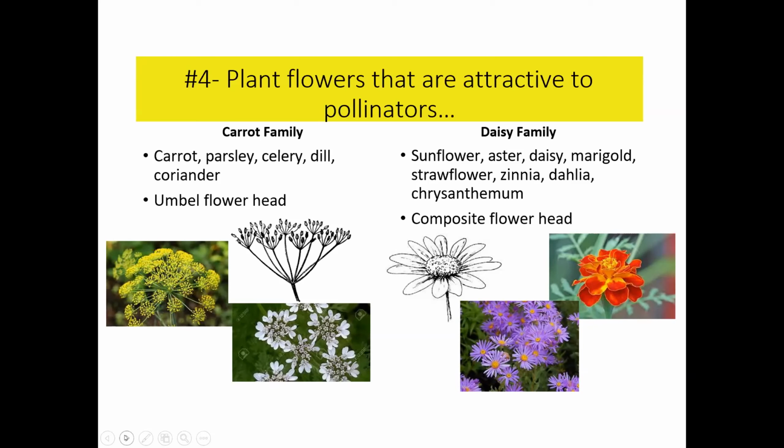Flowers in the daisy family have what's called a composite flower head. So you've got this little button in the center and these ray flowers around the outside. So sunflowers, asters, marigolds. This is our native New York aster on the bottom. These shapes tend to be very attractive to pollinators.